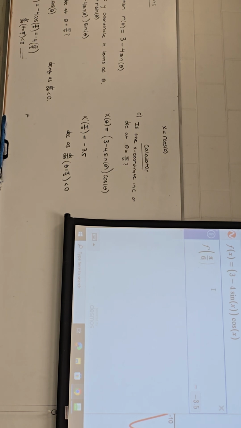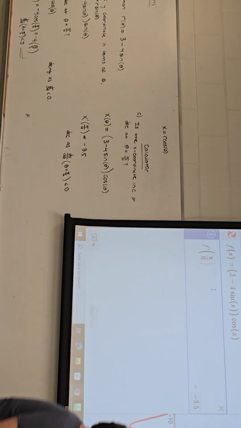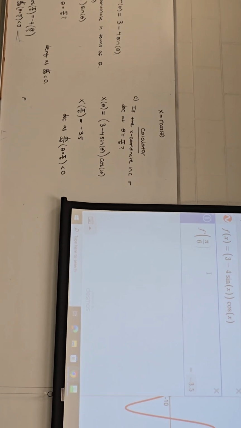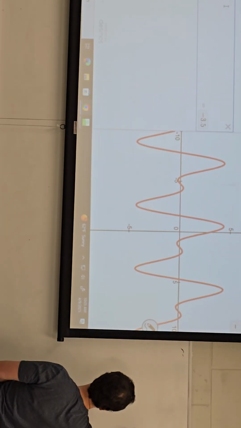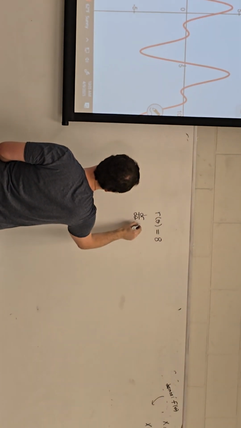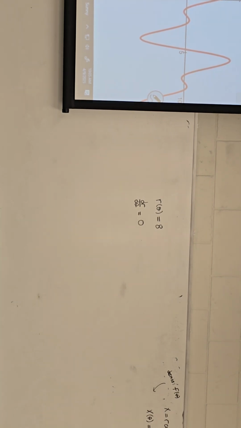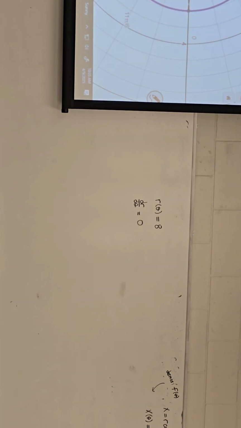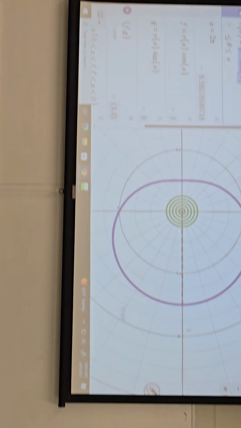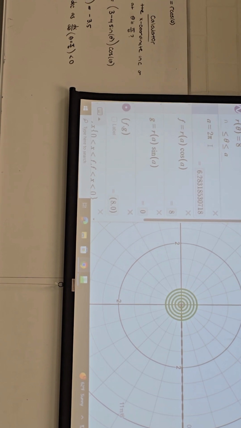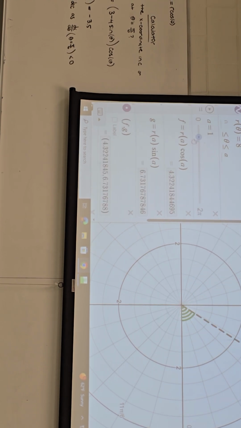All right. Let's make sense of this one then. What if I had r of theta equals 8? That means dr d theta equals 0. Why does that make sense for our animation? The radius is not changing, it's just a circle of radius 8.